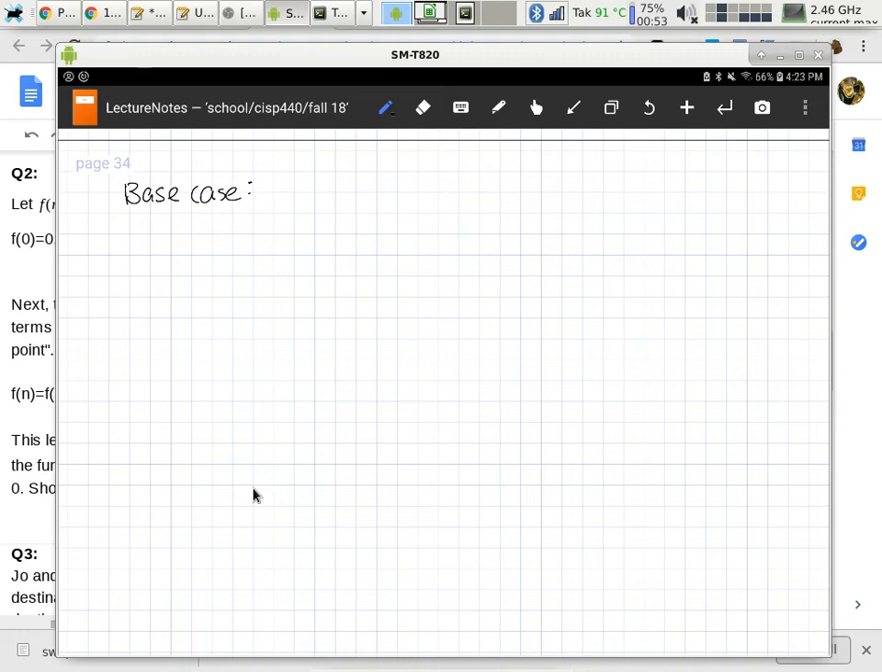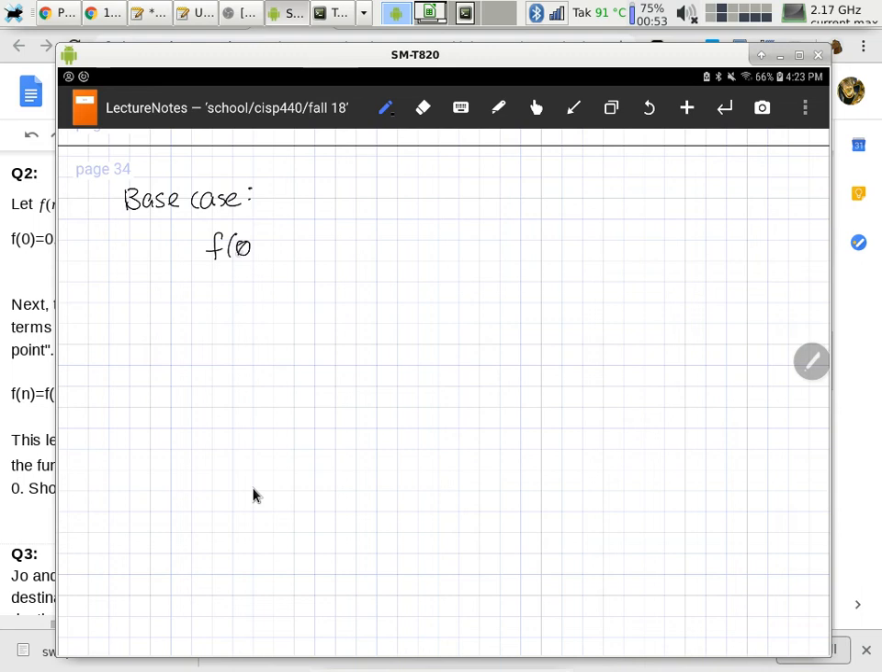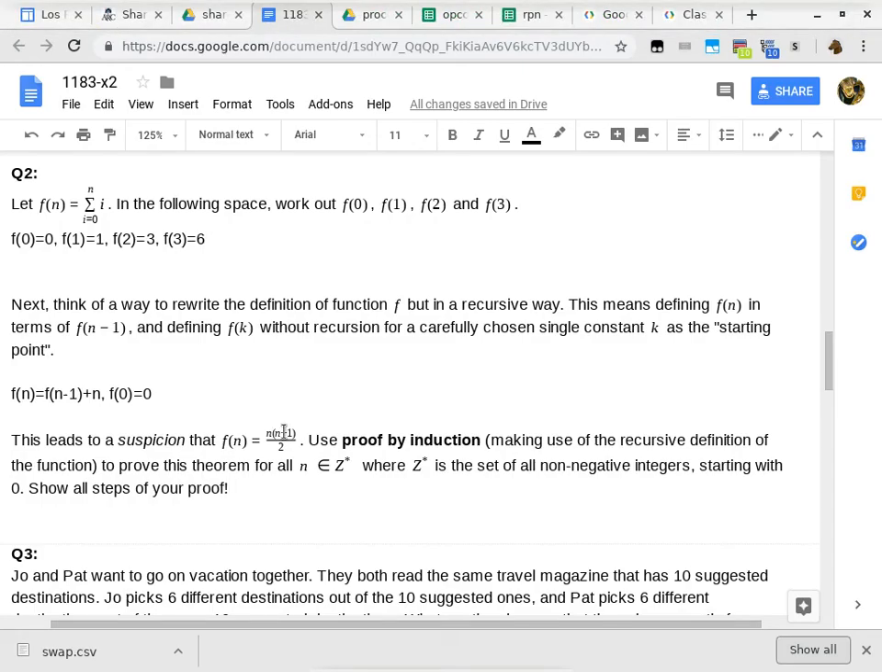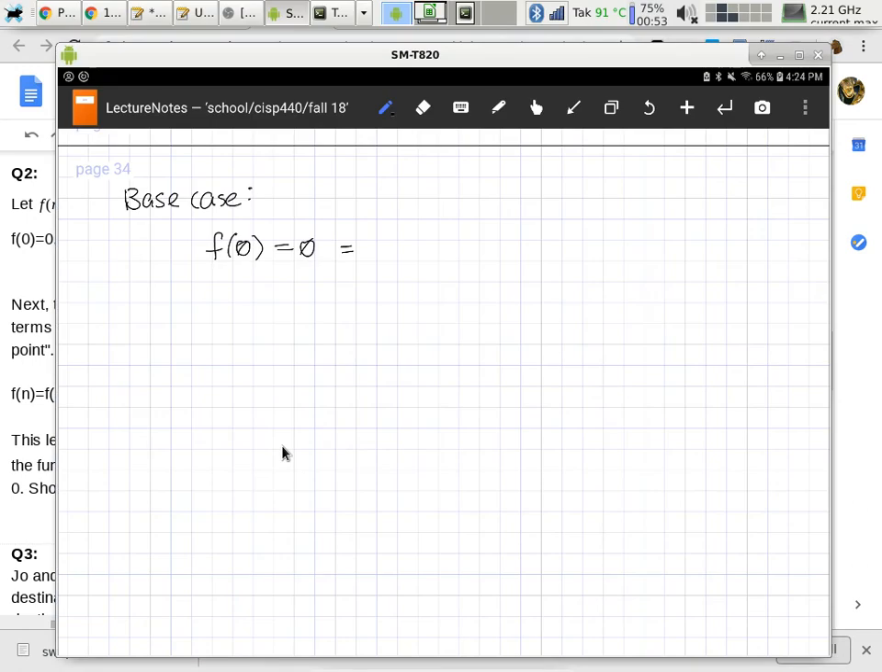Okay, so now we look at f of 0, and that is 0 because of the way we define function f recursively. But at the same time, we also want to relate everything back to the theorem. So the theorem says, does it have this closed form on the other side? Does it equal 0 times 0 plus 1, the whole thing divided by 2? Yep, because 0 times whatever is always 0.